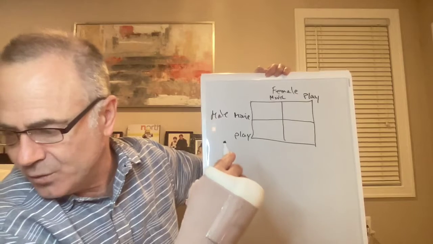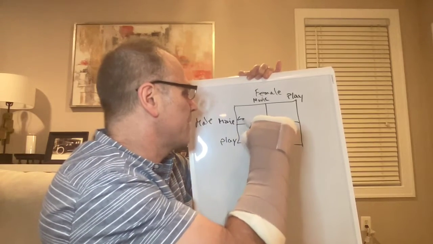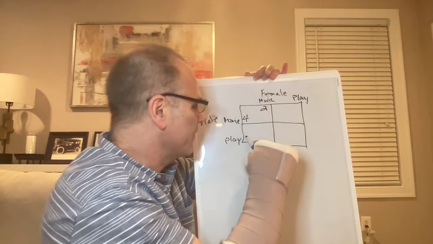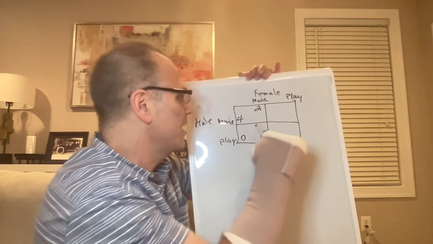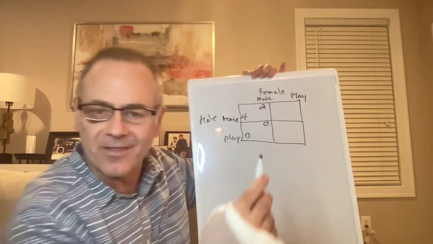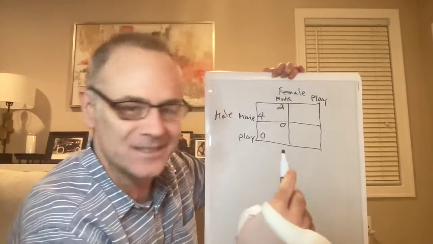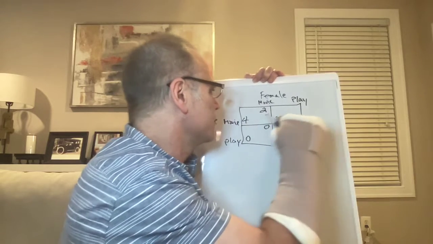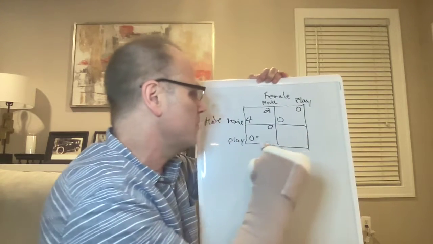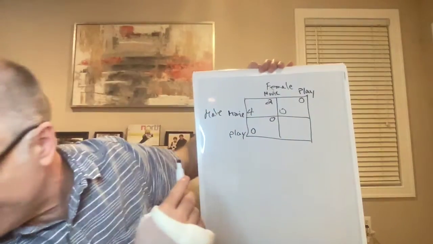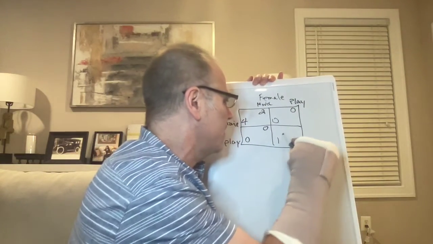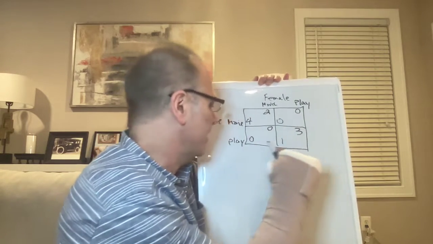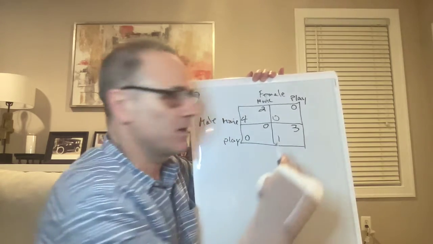So if they both go to a movie, the male gets a payoff of 4, the female gets a payoff of 2. Meanwhile, if they go to different things, if the male goes to the play and the female goes to the movie, they're not together. They want to be with each other, so they both get 0. Meanwhile, if the male goes to the movie, female goes to the play, here again they get 0. But if they both go to the play, the male gets 1, the female gets 3.